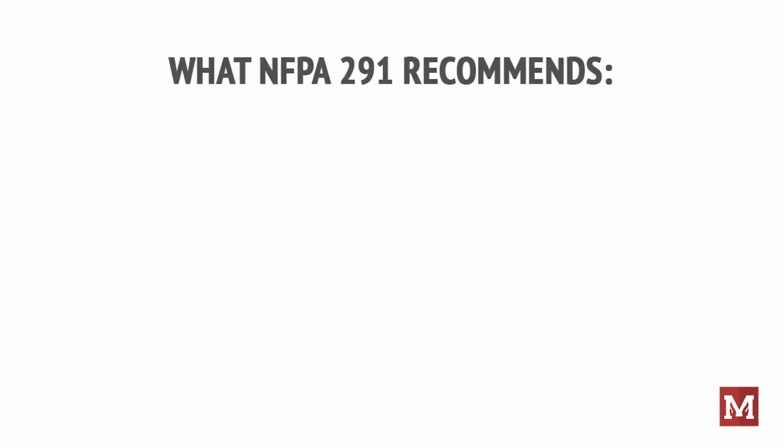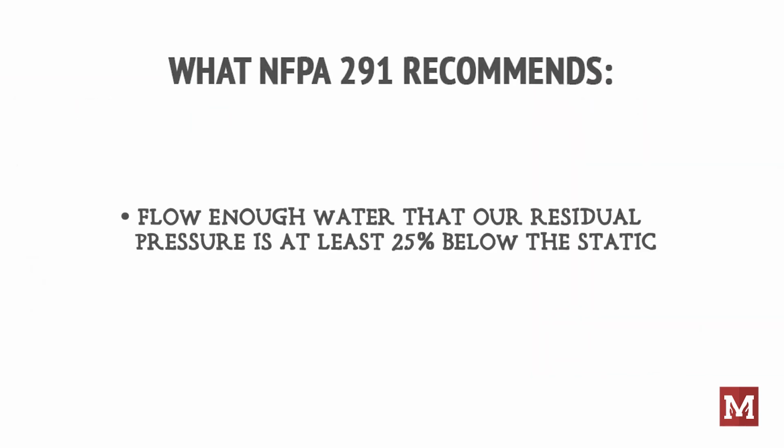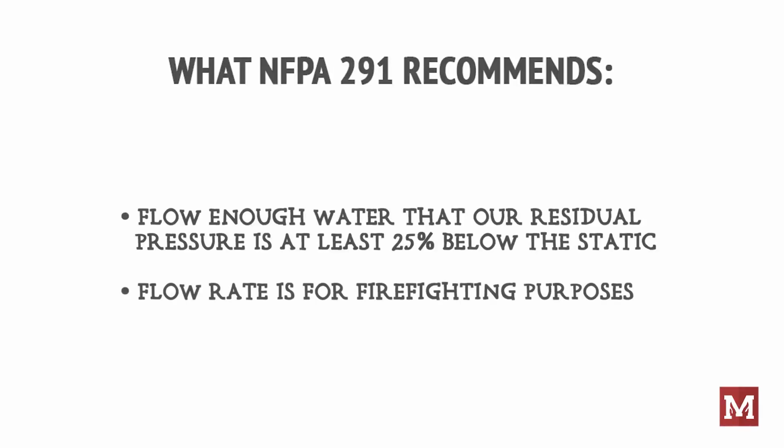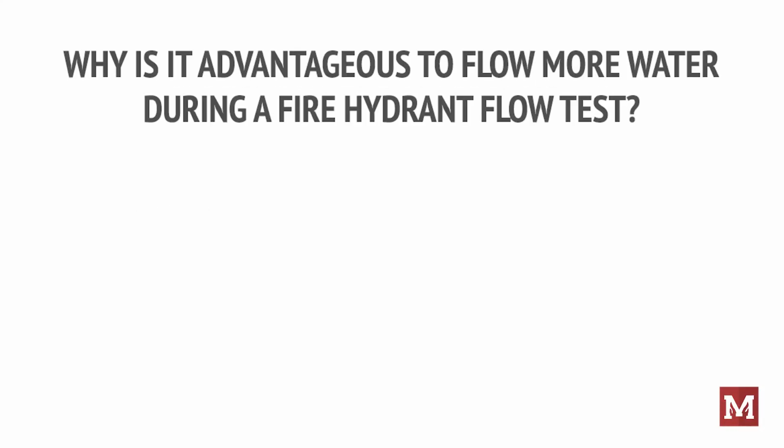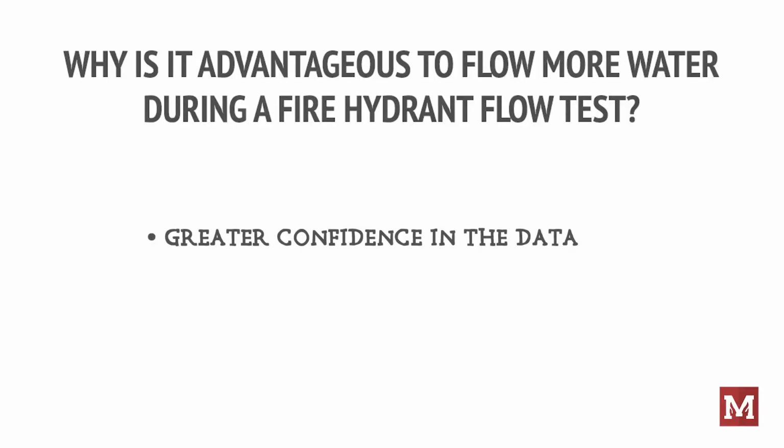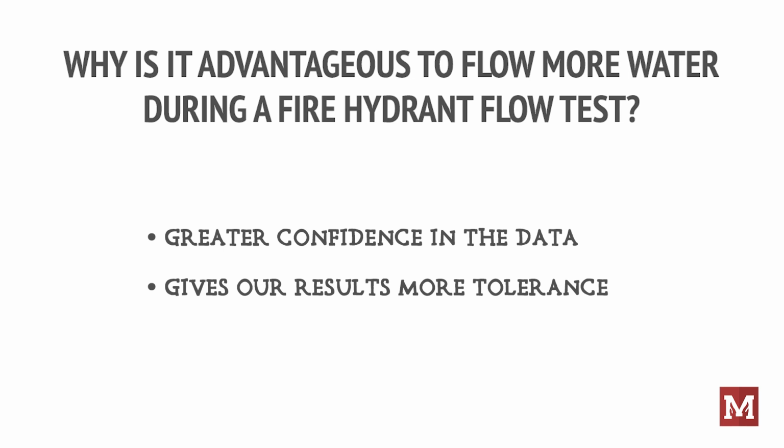What NFPA 291 recommends is to flow enough water that our residual pressure is at least a 25% drop below the static pressure, or what the flow rate is for firefighting purposes. This gets our test results out far enough to give some confidence and overcome small deviations in the measured results. So, why is it advantageous to flow more water during a fire hydrant flow test? Flowing more water gives us greater confidence in the data and gives our results more tolerance from slight deviations or errors in the testing process.